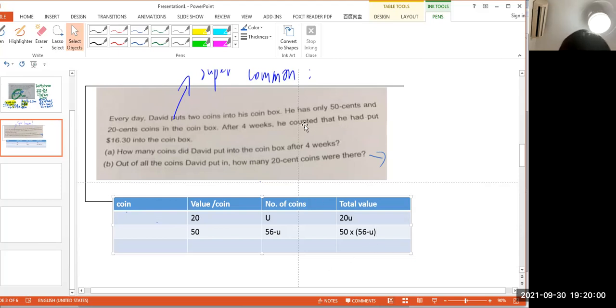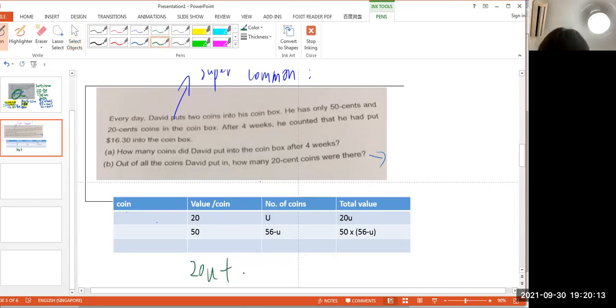So they say what? He counted that he had to put into what? $16.30. So that means these two add up to 1630. Simple. 20U plus 50 times 50. Wait. I'm writing down only. Yeah? You just need to solve this. I assume U for the number of 20-cent coin. So therefore, number of 50-cent coins is 56 minus u because the total is 56.